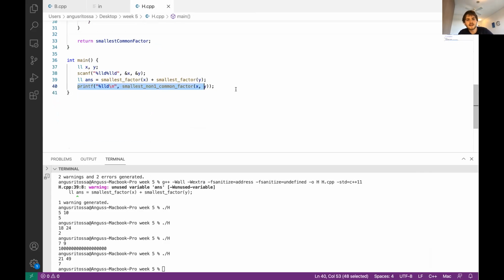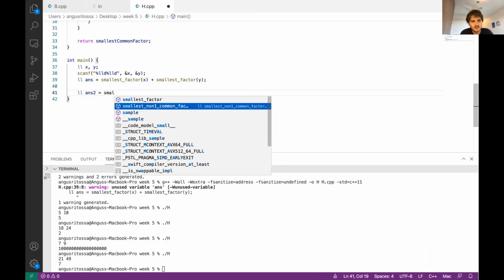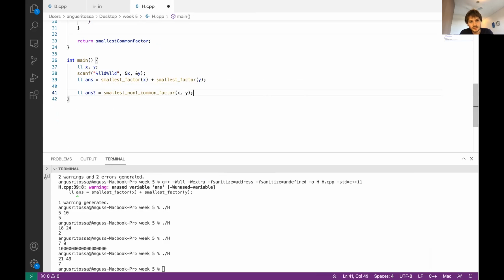Okay, so we set our second answer, answer 2 for now. Our formula from before was just the smallest non-1 common factor. That was the answer. So we've now considered the case where we buy them separately, and the case where we cut horizontally. Our final case is where we cut vertically.